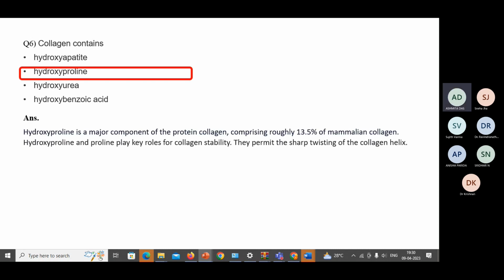The correct answer is hydroxyproline. In mammalian collagen, around 13.5% comes from hydroxyproline. It is also used for collagen stability, and it also permits the sharp twisting of the collagen helix.